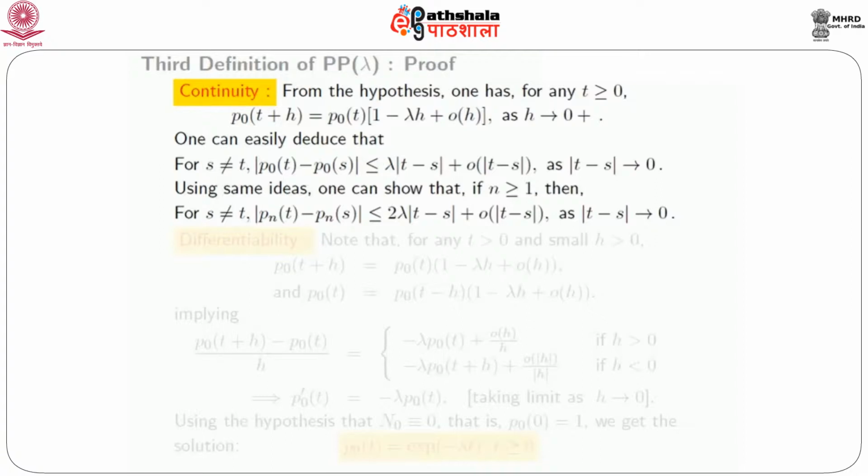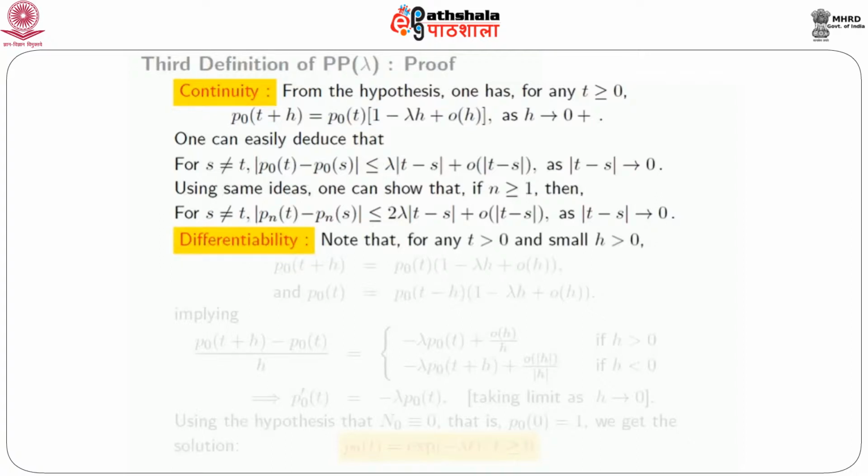Now using the same ideas, this first thing would show that P0 is continuous. But for general n, for n greater than or equal to 1, one can again show using the same ideas that for s not equal to t, the modulus of Pn(t) minus Pn(s) is bounded by 2 times lambda times mod t minus s plus little o of mod t minus s, as mod t minus s goes to 0. That clearly shows that as t minus s goes to 0, Pn(t) minus Pn(s) in modulus also goes to 0, thereby establishing the continuity in t of P0(t) and every other Pn(t).